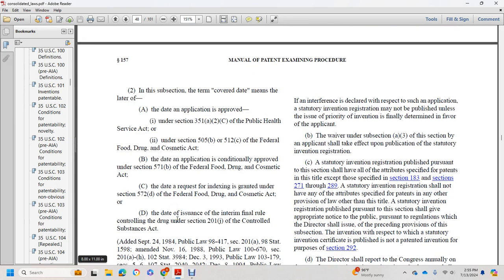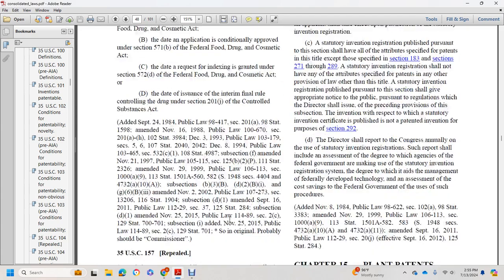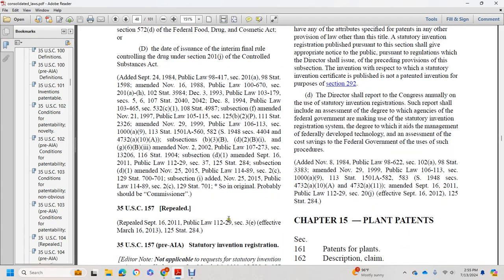The date of the application is continued and additionally approved under section 571 of the Federal Food, Drug, and Cosmetic Act. The date of the request of the index and granted under 572 of the Federal Food, Drug, and Cosmetic Act. The date issued with the interim final rule controlling the drug under section 201J of the Controlled Substances Act. Alright, 35 U.S. Code 157, repealed.